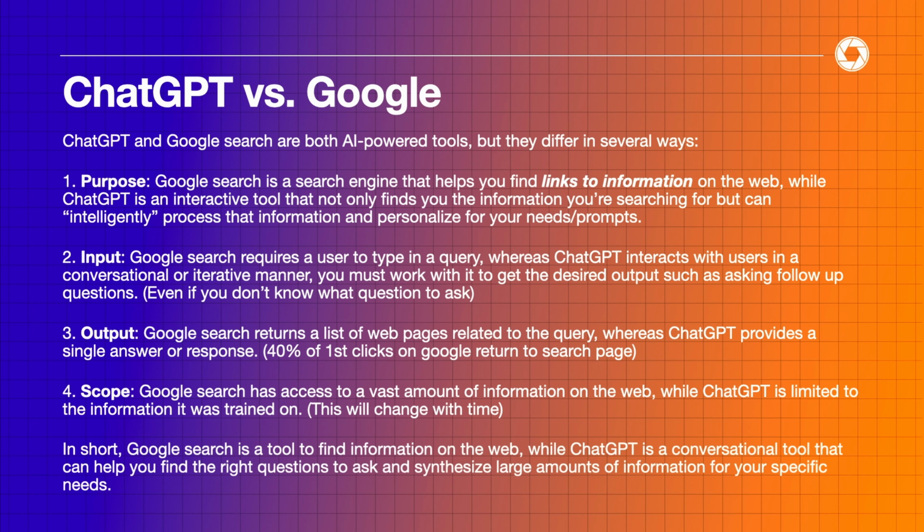So in short, Google is a search tool to find information on the web, while ChatGPT is a conversational tool that can help you get the right questions to ask and then synthesize large amounts of that information for your specific needs.